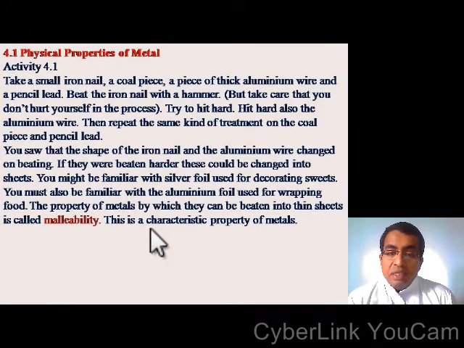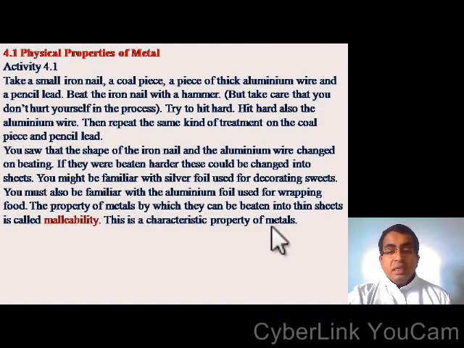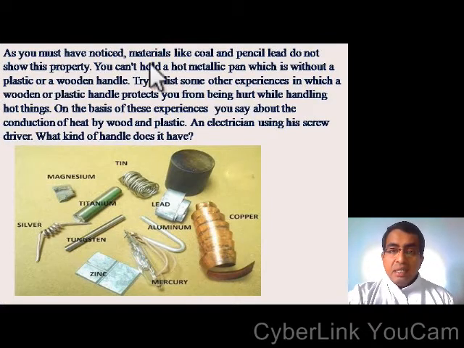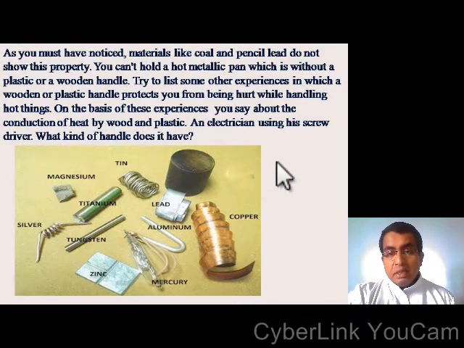You might be familiar with the silver foil used for decorating sweets. You must also be familiar with aluminium foil used for wrapping food. So the property of metals by which they can be beaten into thin sheets is called malleability. So this is a characteristic property of metals. As you have noticed, materials like coal and pencil lead do not show this malleability property.